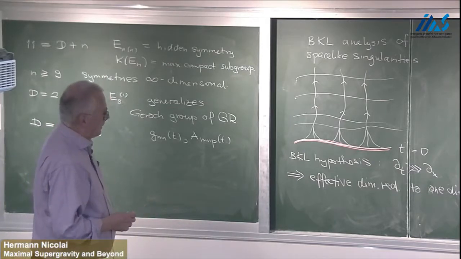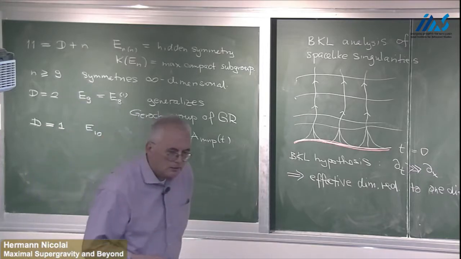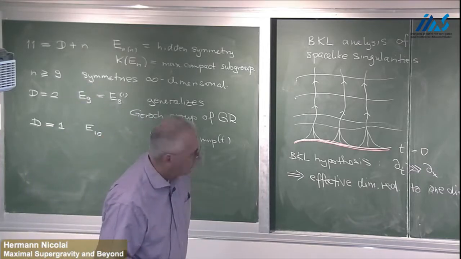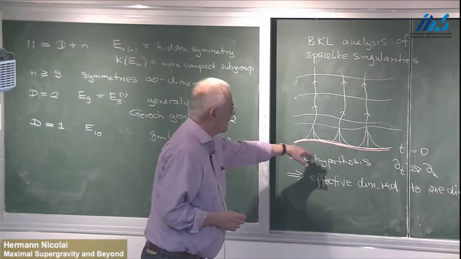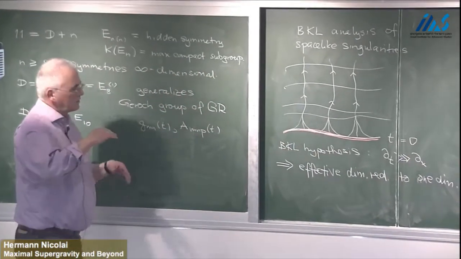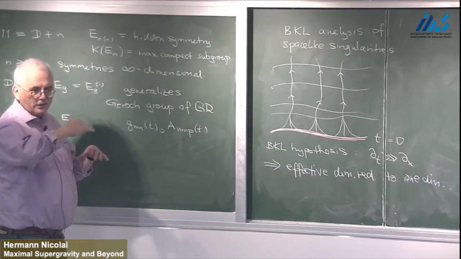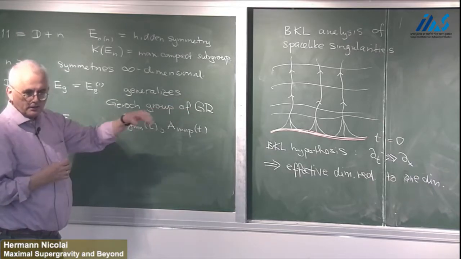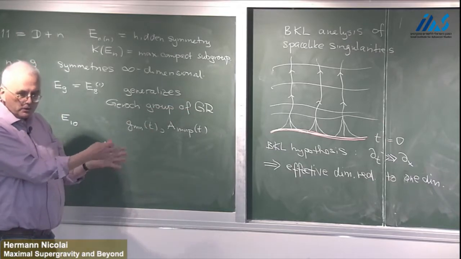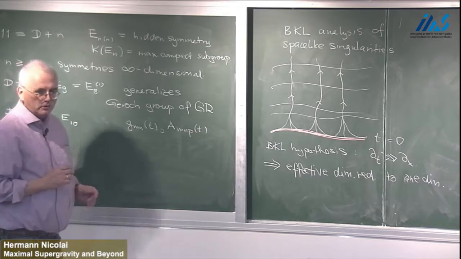You can see the past singularity. Pardon? You can see the past singularity or future. No, we're here talking about the past singularity. But as you know, in Schwarzschild, the singularity is in the future, but it's also space-like. So whatever the behavior is, or what they said, should also apply to it.